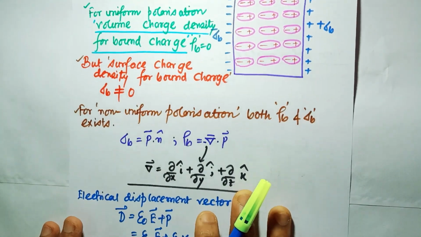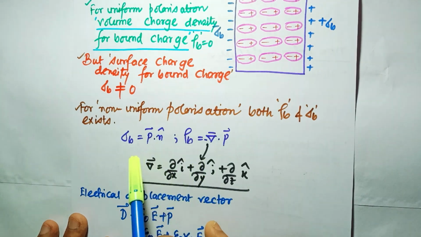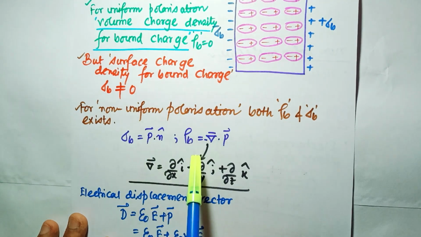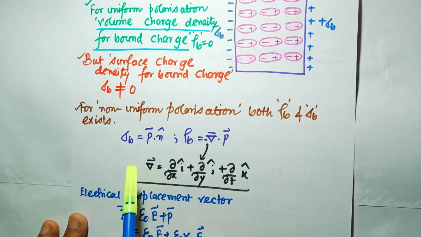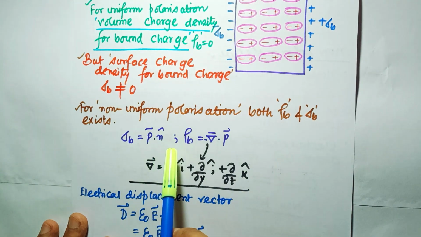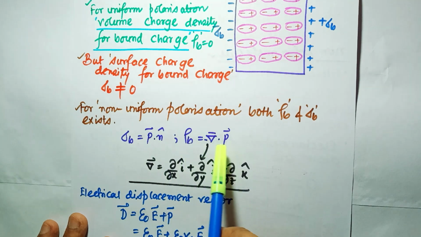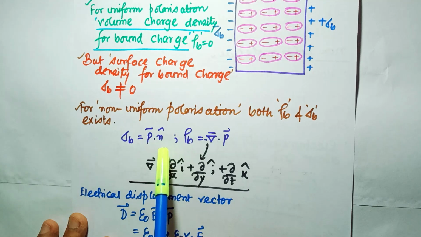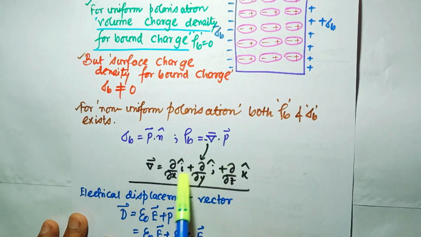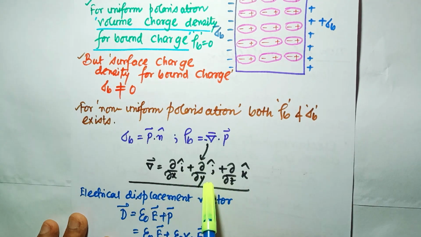You just may know this relation of sigma b and rho b with the polarization vector. This is not in your syllabus: sigma b is equal to P vector dot n cap, and rho b is equal to minus the divergence of P. Here n cap is the normal to the surface, and the del operator is a vector, so we can write it as del/del x i cap plus del/del y j cap plus del/del z k cap.